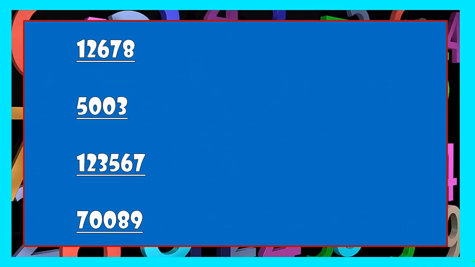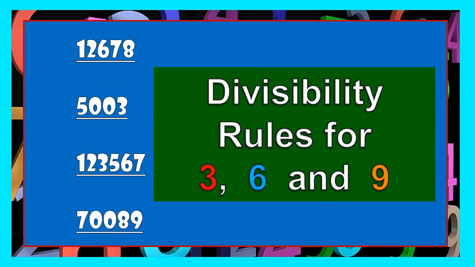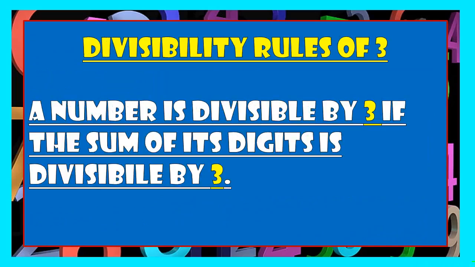There are ways to tell if these numbers can be divided by 3, 6, and 9. And this is by using the divisibility rules for 3, 6, and 9. So let me discuss to you one by one about the divisibility rules of 3, 6, and 9. So first, let me begin with the divisibility rules of 3.